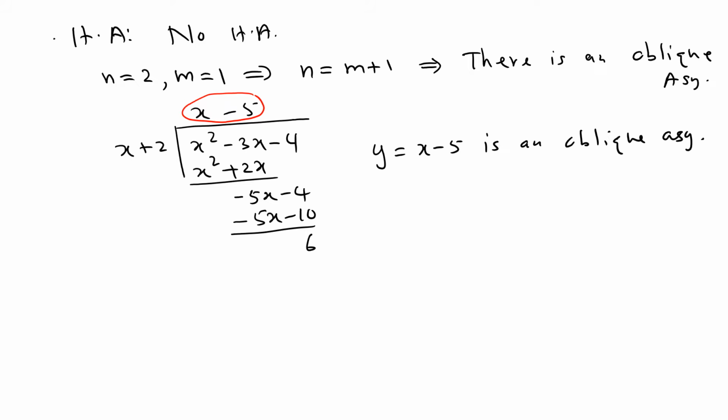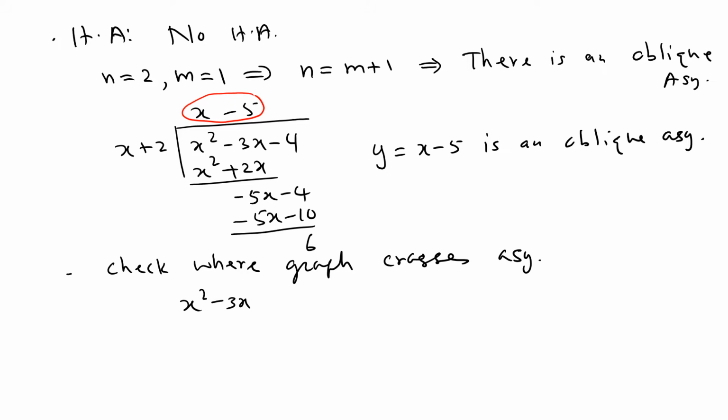And then we also need to check whether the graph crosses the asymptote. So for that, again, as before, we're going to set the two equal. We have x squared minus 3x minus 4 divided by x plus 2. That's the function. We're going to set this equal to the asymptote, which in this case is x minus 5.